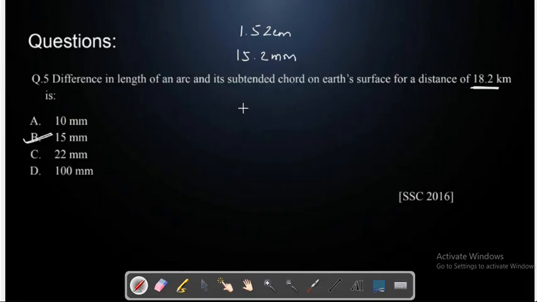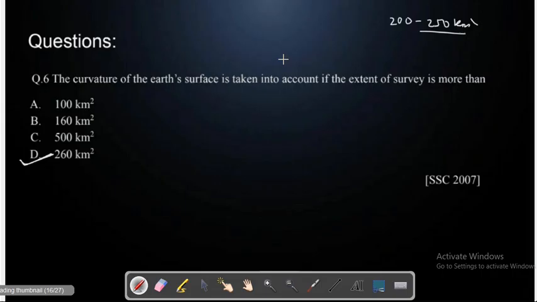Next, the difference in the length of an arc and its subtended chord on the arc surface for a distance of 18.2 kilometer. We have just seen that it is 15.2 mm, or you can say 1.52 centimeter. What is the nearest value? That is 15 mm. Option B is correct.